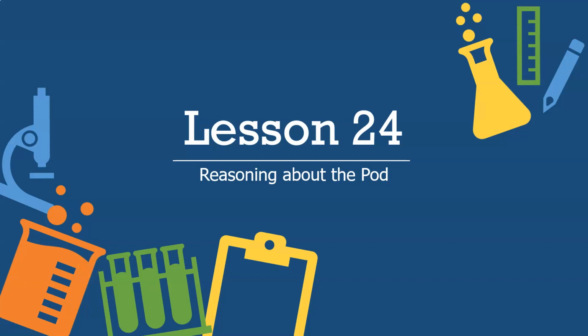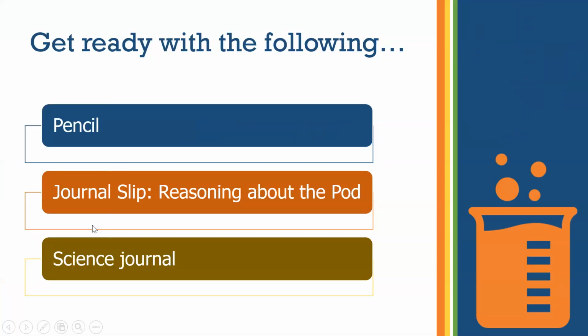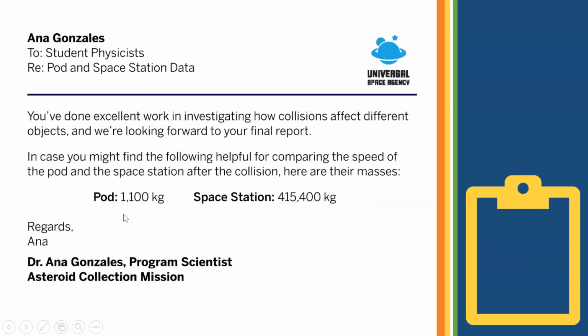Lesson 24, Science 8, and it's finally time to explain what happened to the pod after it hit the space station. You need your pencil, today's journal slip, and your science journal. So we have one last email from Central Command, and this email is giving us the exact masses of the ACM pod and the space station.